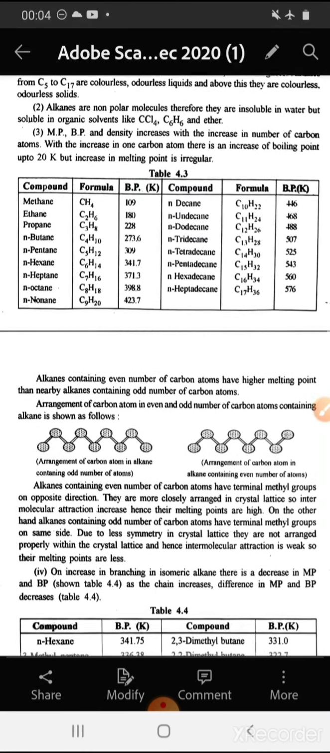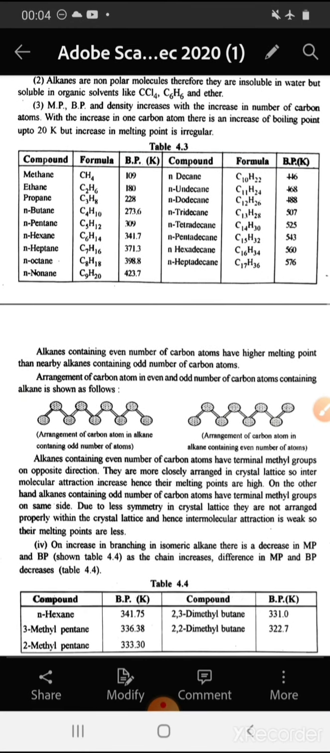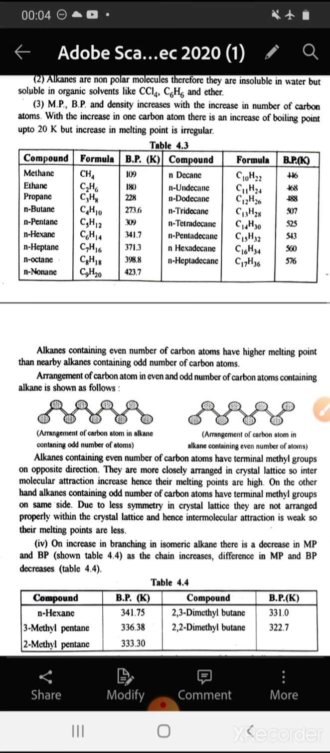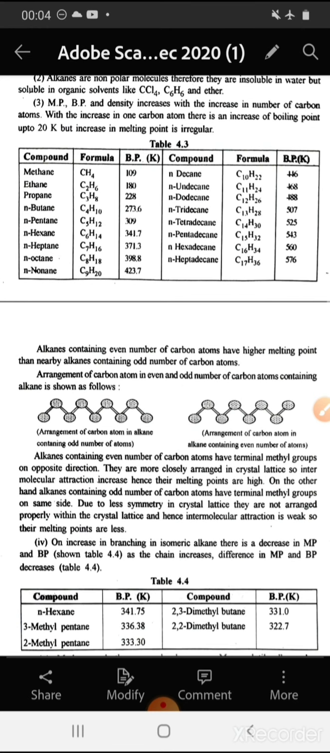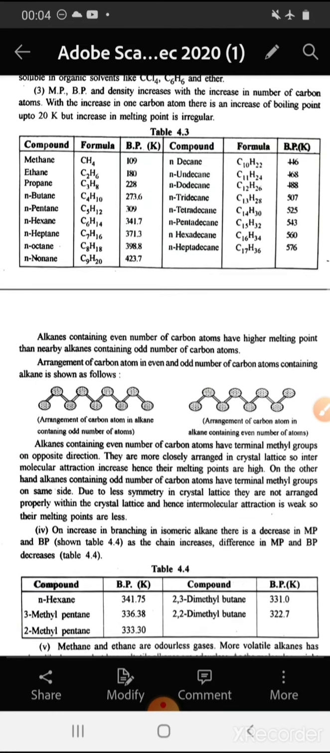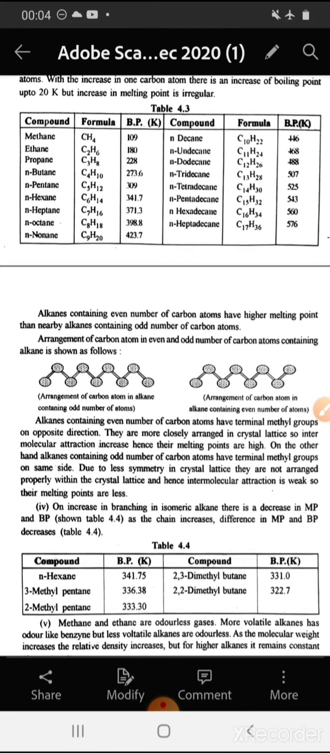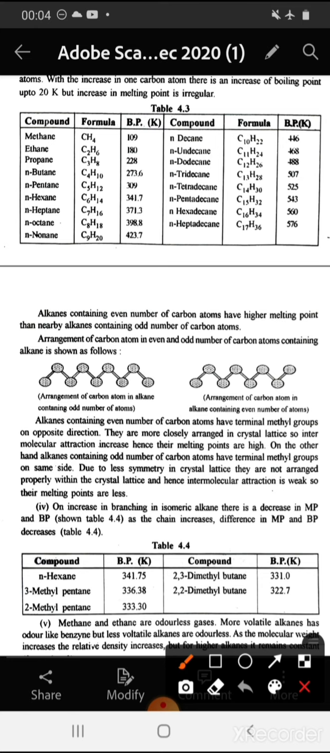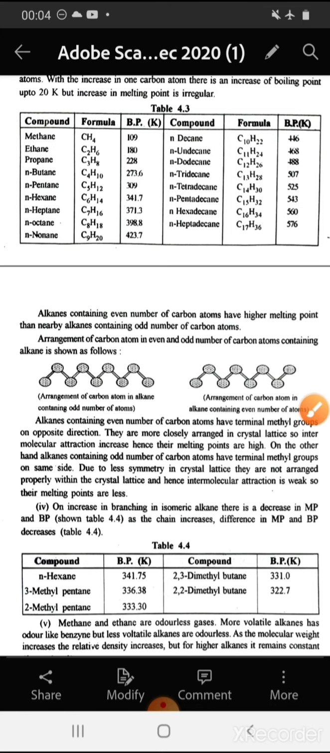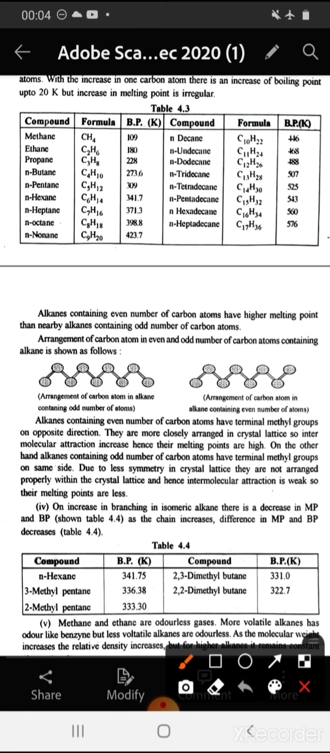Melting point, boiling point and density of the alkanes increase with the increase in number of the carbon atoms. With the increase in one carbon atom, there is an increase of boiling point of up to 20 Kelvin. So here in this table we see the boiling points of methane to heptadecane are given, and the boiling point increases from 109 to 576 Kelvin. As we see from this table, as the number of carbon atoms of the alkane increases, there is a marked increase in the boiling points.